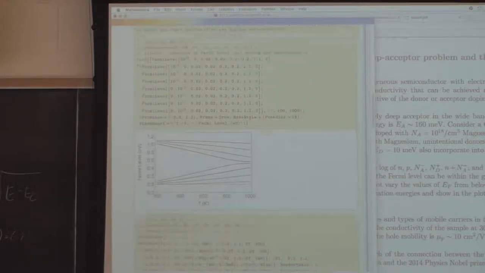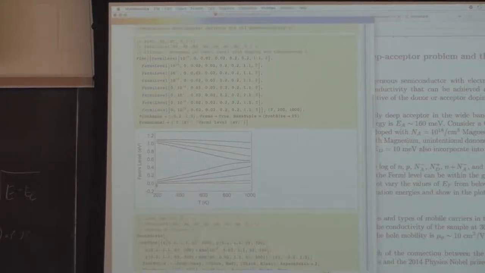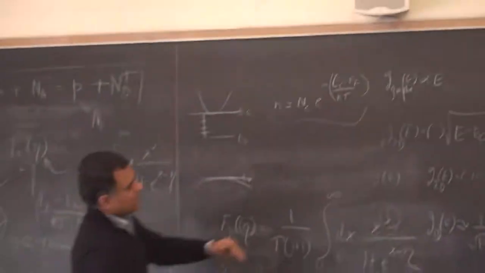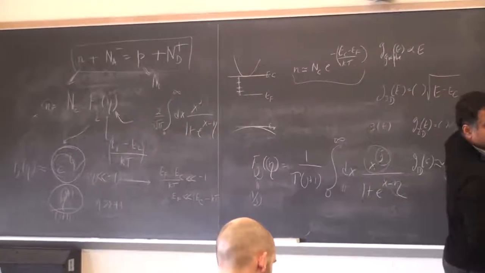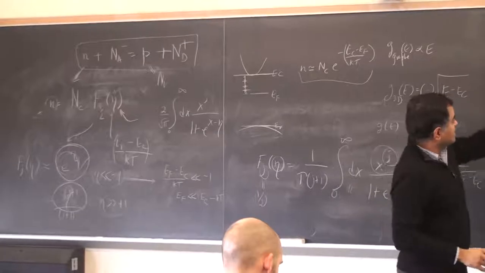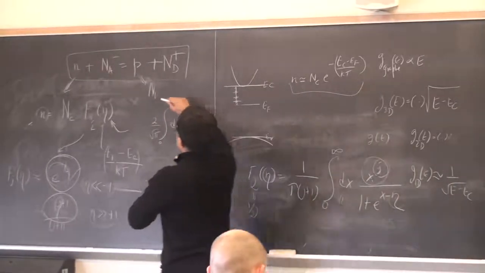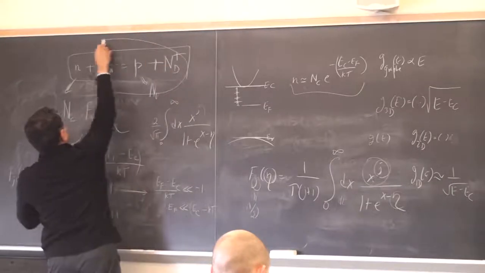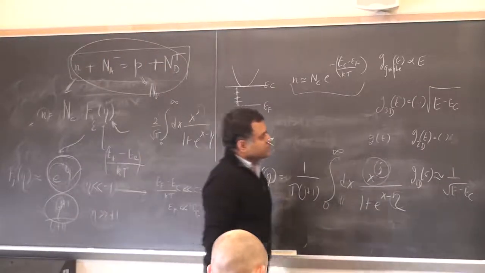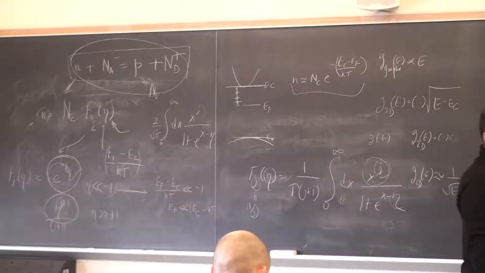Here I made some plots. For example, here what I'm plotting is for silicon, where the band gap is 1.1 eV. So this is 0 eV, the valence band top, and that's 1.1, the bottom of the conduction band, EC. And now what I'm plotting here is where the Fermi level would be, by solving this equation, if I change the doping in the semiconductor.